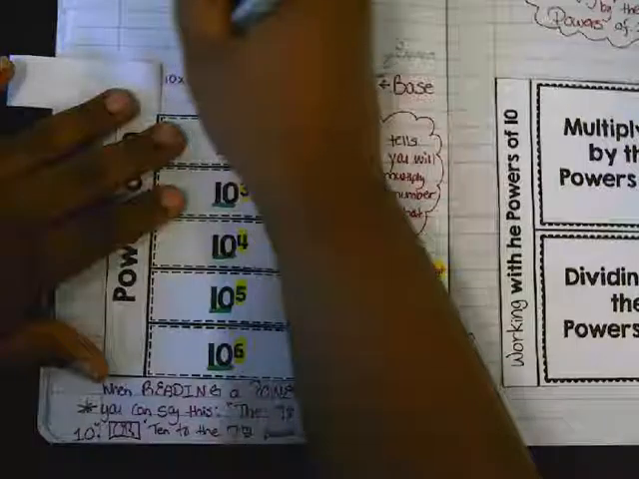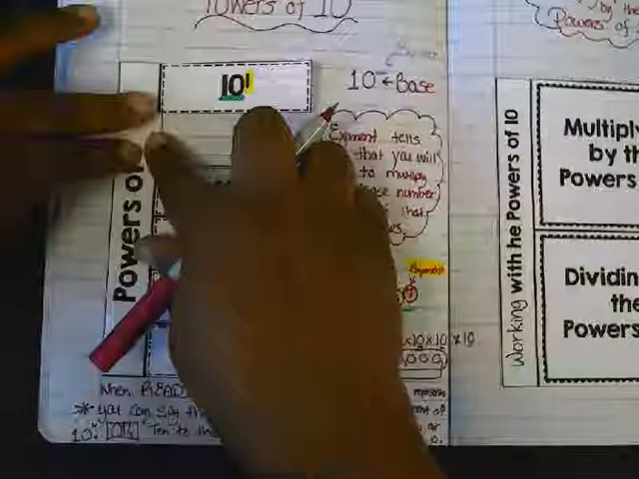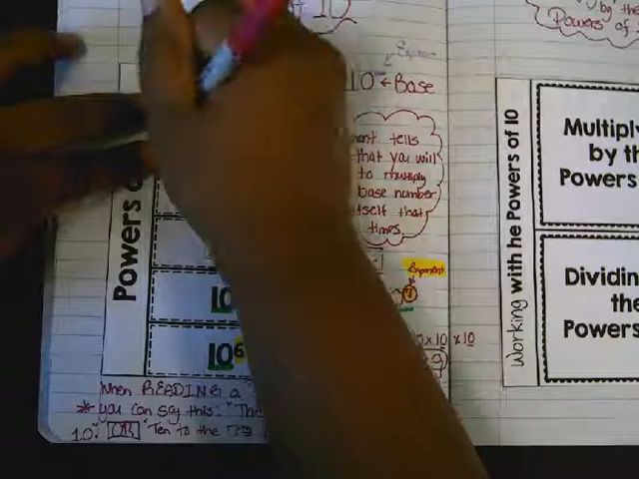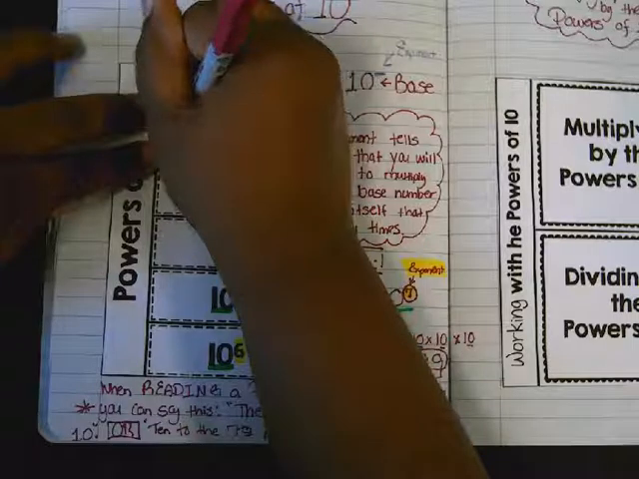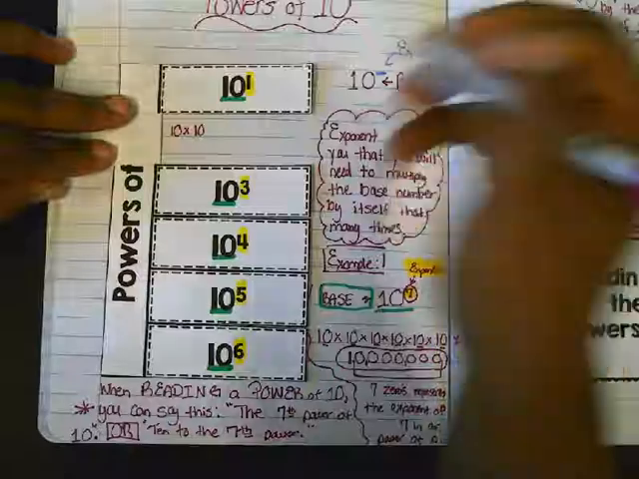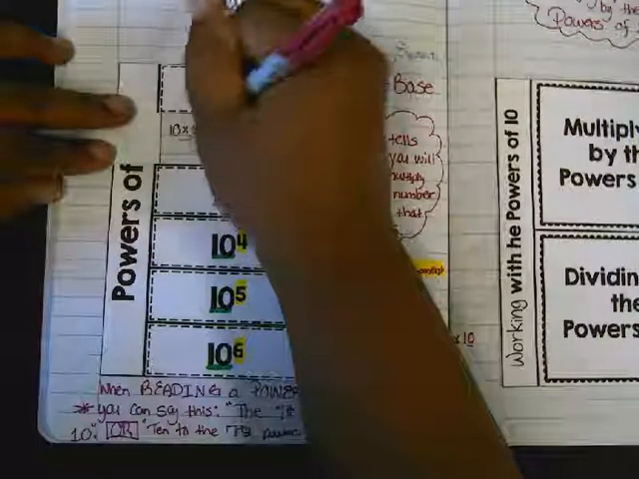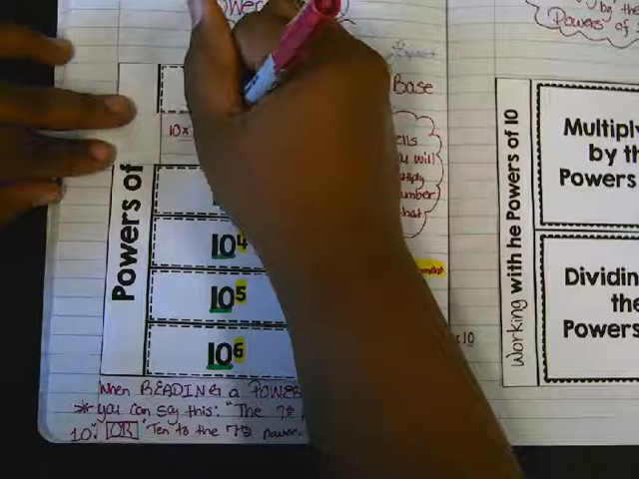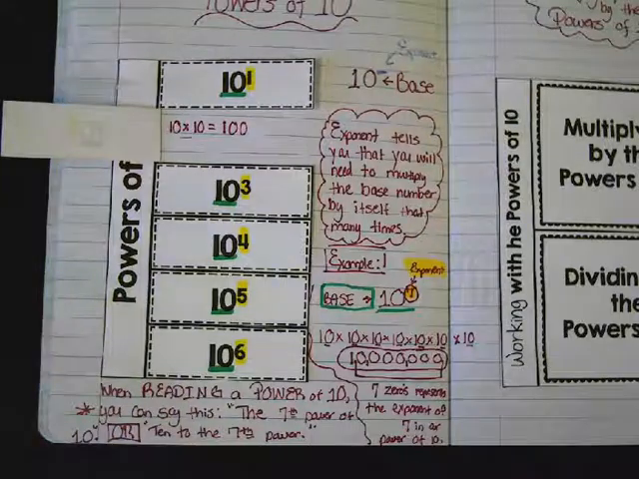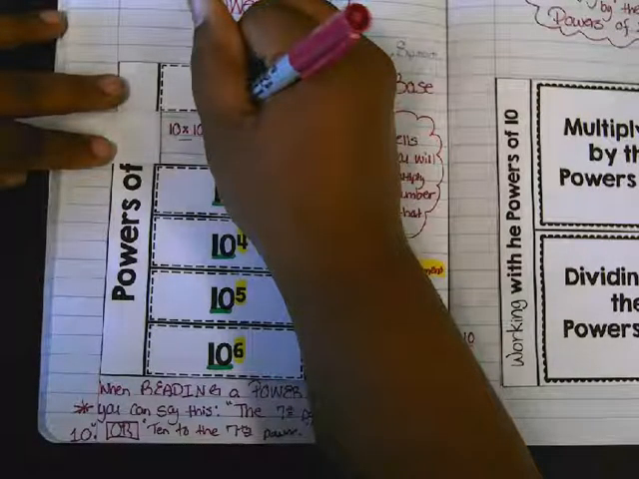Now, when you get to 10 to the second power, this is where we're actually going to see how our pattern is starting to form. So because I have an exponent of 2, that means I'm going to have 2 10s. So 10 times 10, there are 2 zeros in our problem. So I'm going to say that the product is 100. We all know that 10 times 10 is 100. So 10 to the second power equals 100. There are 2 zeros in 100.